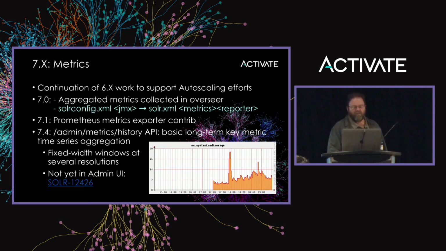This is several resolutions of fixed width windows, and the example that I show there from the reference guide is a 4-hour window at 1 second resolution for the OS system load average. Unfortunately, this capability hasn't been added to the admin UI yet, although the API supports both text and image output in the form of a graph. If you're interested in contributing to that, there's the issue, SOLR-12426, to add that capability to the admin UI.